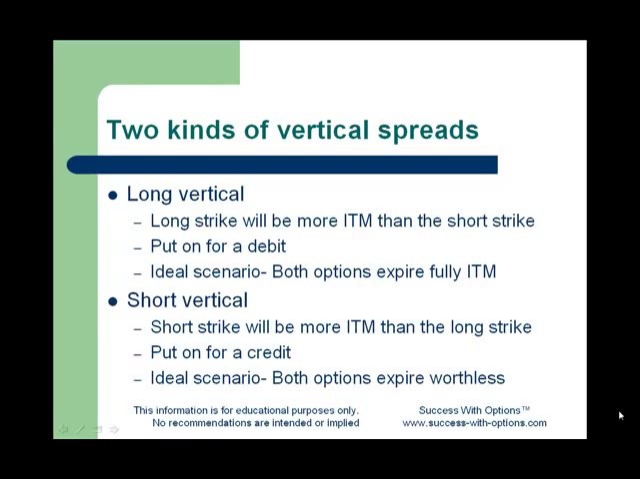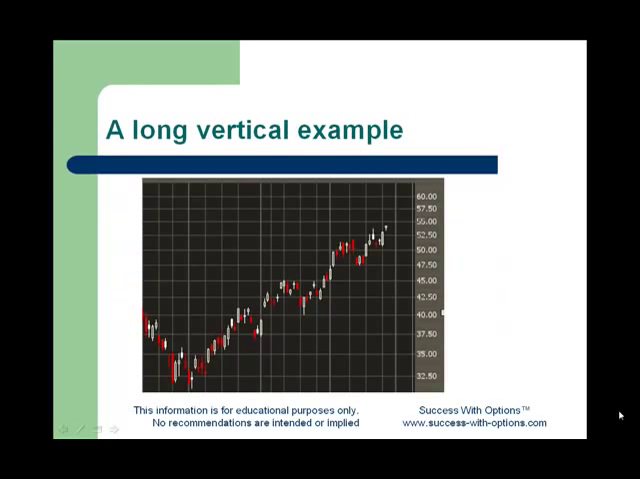By contrast, the short vertical is made up of a sold option that is more in the money than the long strike. This means I will receive more for selling the short strike than what I pay to buy the long strike. This position will be put on for a credit. In the ideal scenario, both options will expire worthless in order to realize the maximum gain. Let's actually look at an example to help illustrate the two types of spreads.